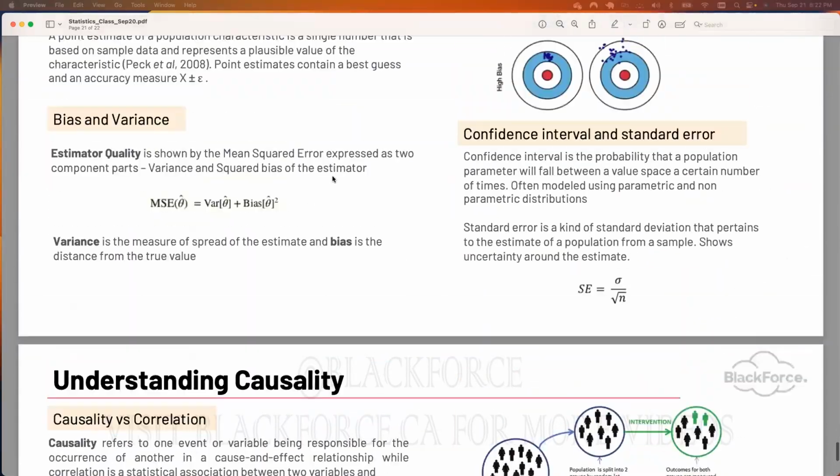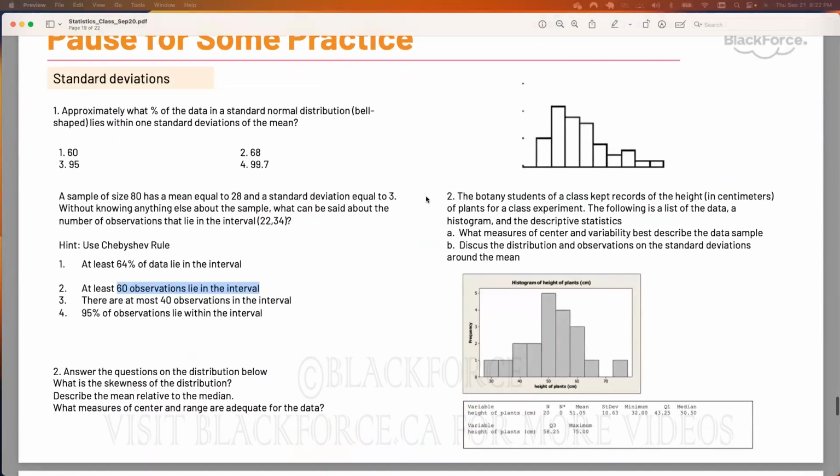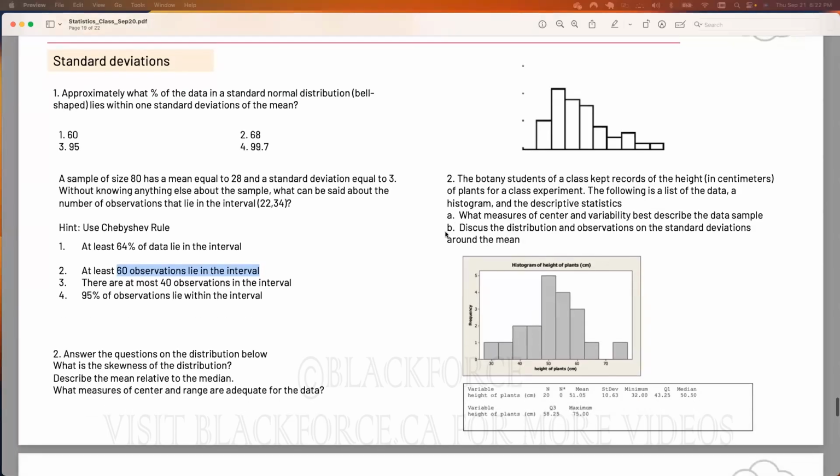What's the other thing in our case? We've answered this: what measures of center and variability are adequate for the data? We know this. So the last one: botany students of a class keep records of the height in centimeters of plants for an experiment. What measure of center and variability best describe the data sample? Anybody?